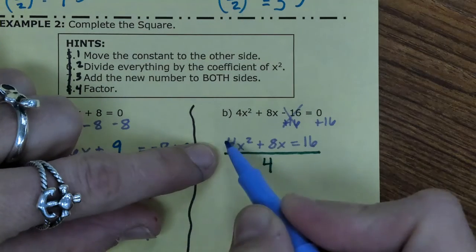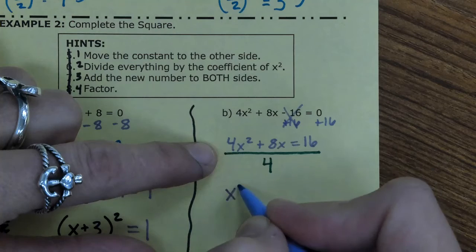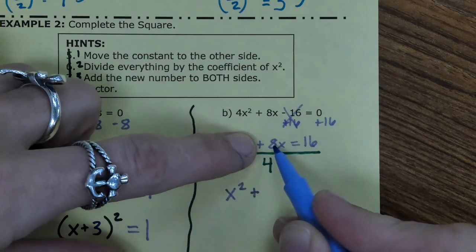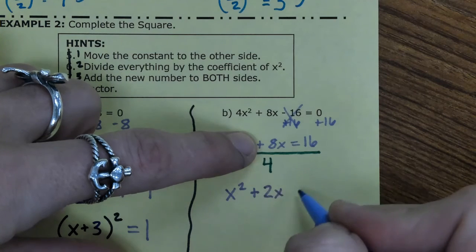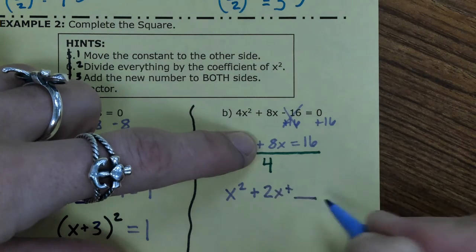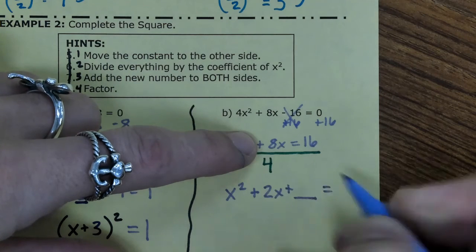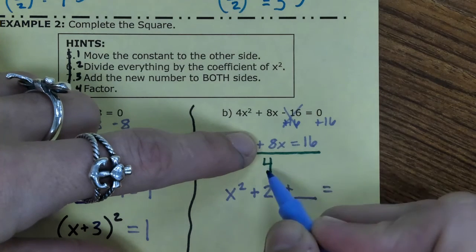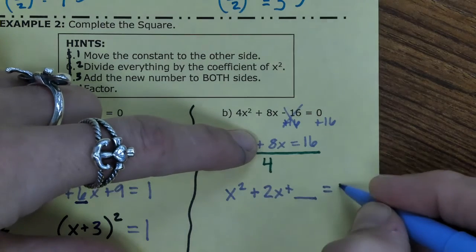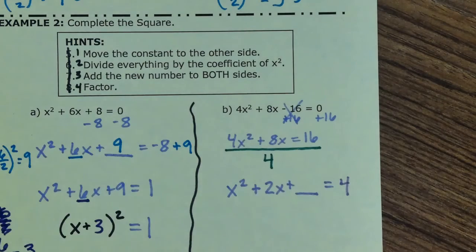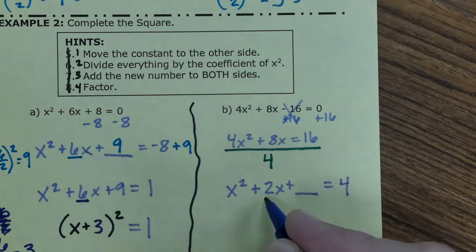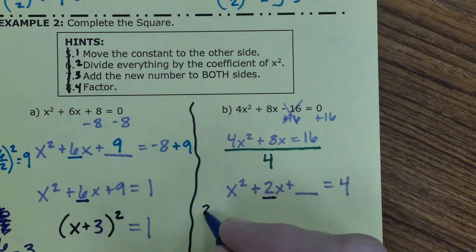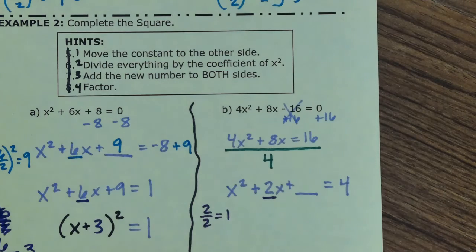So then here the 4's cancel out, so we get x squared plus the 8 divided by 4 is going to give us 2, so we have 2x. And then we are going to have to add something here, and we'll leave that blank, and this will equal, then we have our 16 divided by 4, so we'll wind up with 4. Again, going back to how do we figure out what goes right here? Well, we're going to take b and divide it by 2, and that gives us 1. So then we plug in our 1 up here.